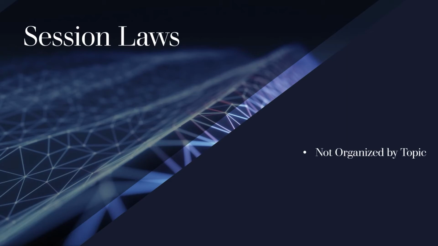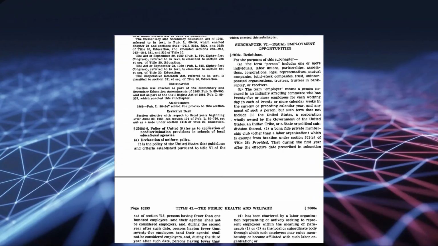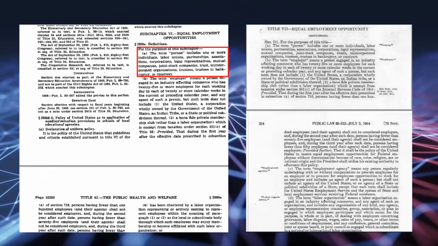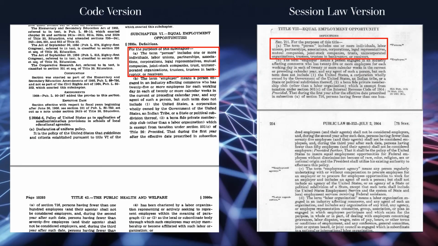For one, some statutes are referred to by their session law organization rather than how they appear in the United States Code. As an example, while the employment discrimination provisions of the Civil Rights Act of 1964 appear at 42 U.S.C. Section 2000e, they are typically referred to as Title VII, which is taken from the session law organization. Also, the codes don't contain every public law.